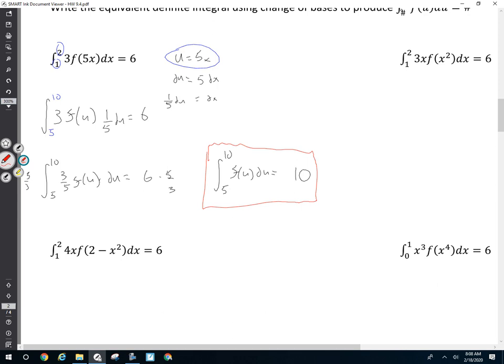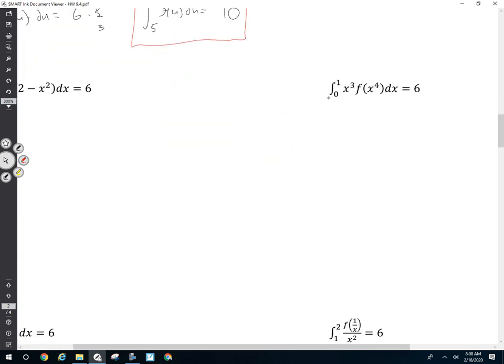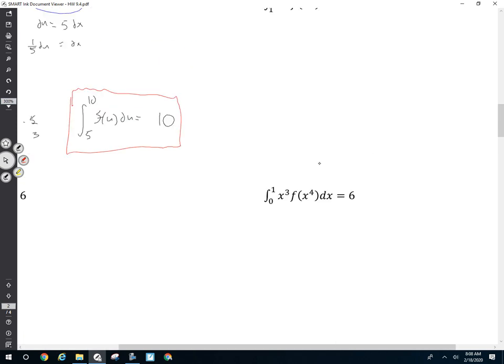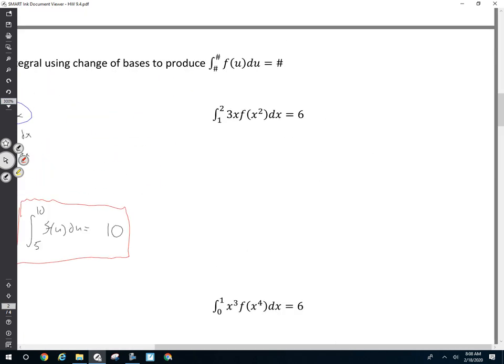That is in the form of a number to a number, f of u du equals a number. Okay, so we got some more like that. So let's just kind of go through them.